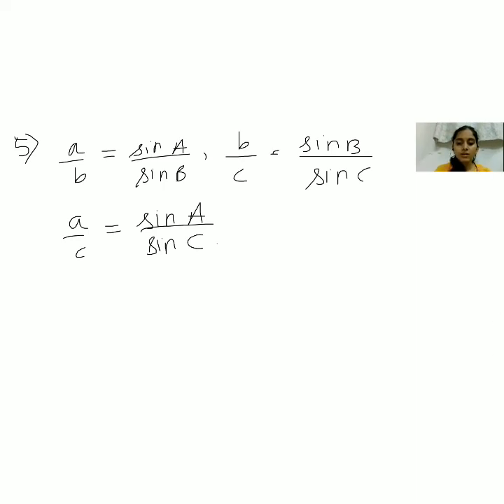Now, this is our end to the sine rule. We have to go to the cosine rule, projection rule, and then we can start with the next exercise.